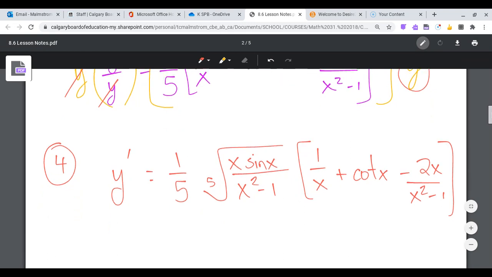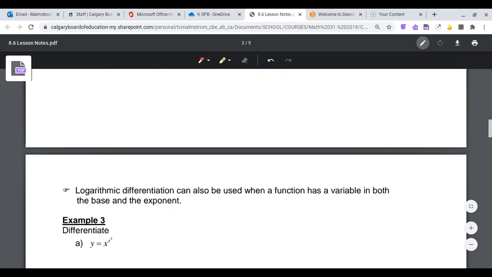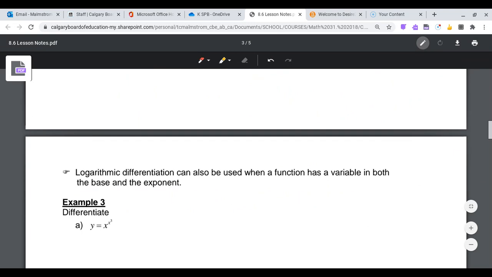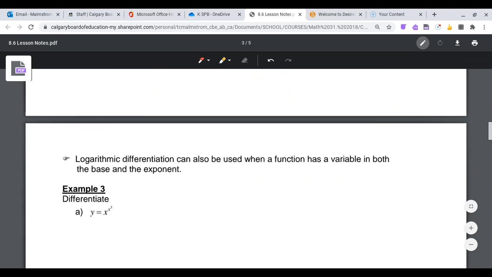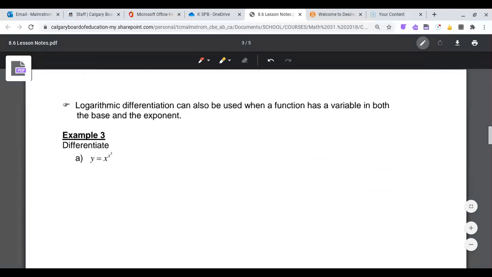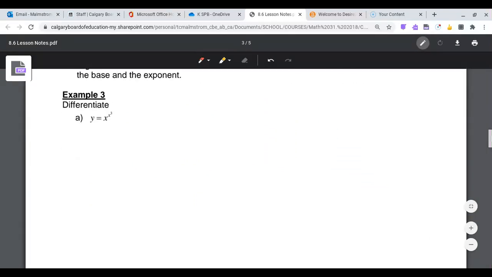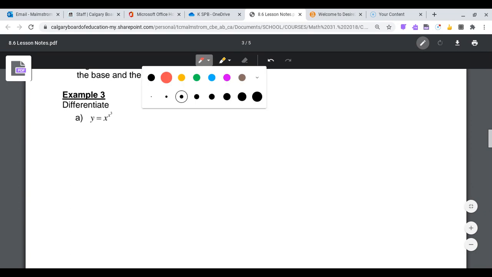What do we got next? So logarithmic differentiation can also be used when a function has a variable in both the base and the exponent. So here's a really funky function. y equals x to the power of x cubed. Okay, so we're just going to go through those 4 steps again and see how that works when we have these variables in 2 spots.